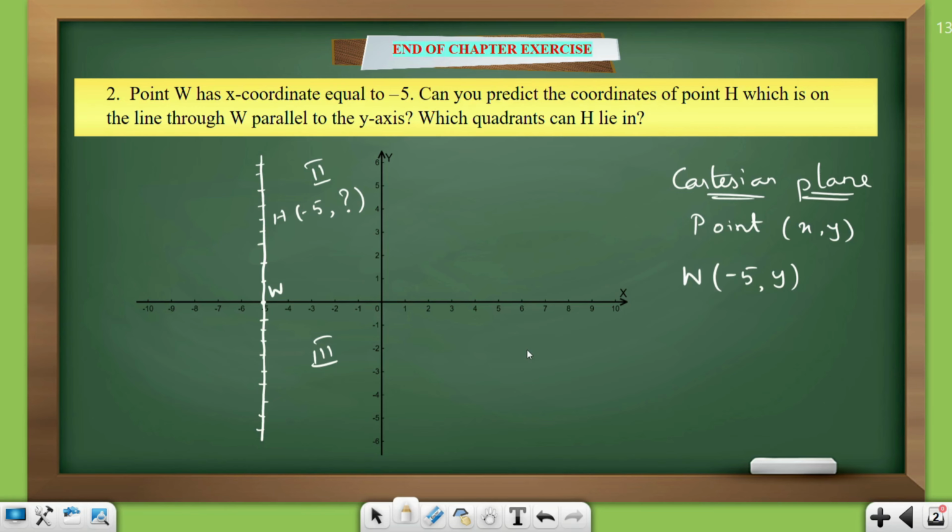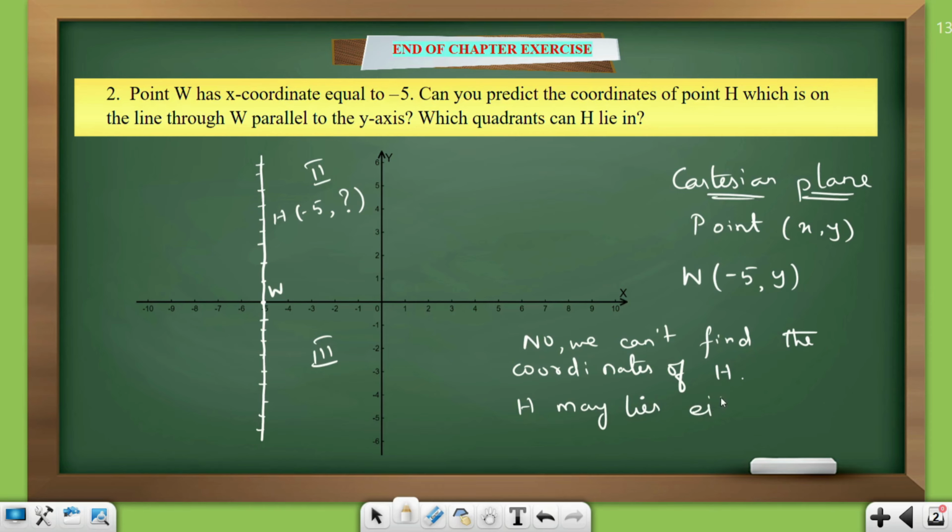So the answer to the question is: no, we can't find the coordinates of the point H, and H may lie either in the second quadrant or in the third quadrant.